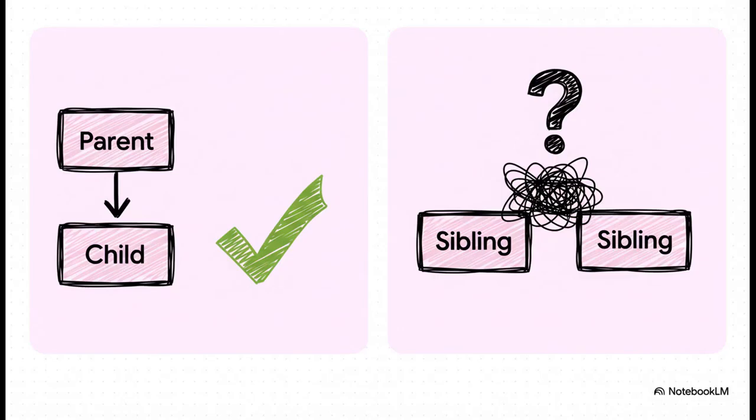You know, when you've got that classic parent-to-child setup, life is good. Passing data down is a piece of cake. But the moment you have components sitting side by side as siblings, well, that's when you start scratching your head. That's where things get tricky.